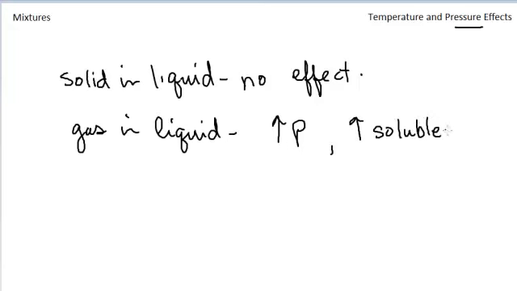This is a nice linear relationship. It was studied by a guy named Henry, and so we call this effect Henry's law. The solubility of a gas in a liquid increases proportional to the pressure of the gas. The proportionality constant is called Henry's constant. There are tables of these values. You can just look them up. And so you could actually calculate this because it is a nice, neat relationship. You can calculate how much gas would dissolve in a liquid at certain pressures if you know the Henry's law constant.